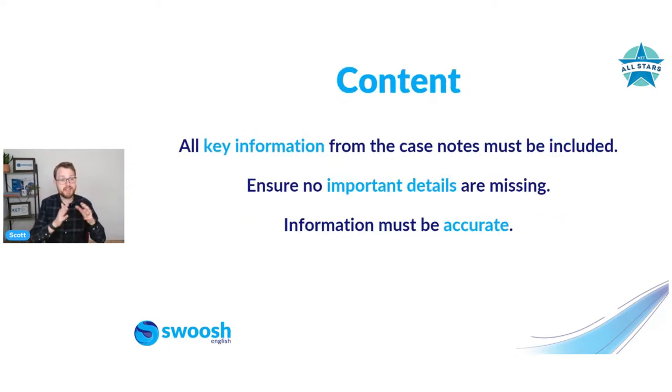Then we have content. So content follows on from purpose in that, okay, we now know what we want to achieve. What is the key information from the case notes that must be included to give the reader the information that they need to know from me to fulfill the purpose of this letter? So what's the key information that we must then extract and extrapolate and then develop into a coherent set of sentences and subsections in our letter? To do that, we need to ensure that no important details are missing. Therefore, we need to identify what we need to write about in the letter at the beginning. And also the information must be accurate. If we're not correctly extracting that information and putting it into our letter, then we'll fall down in the content score for writing inaccurate information.